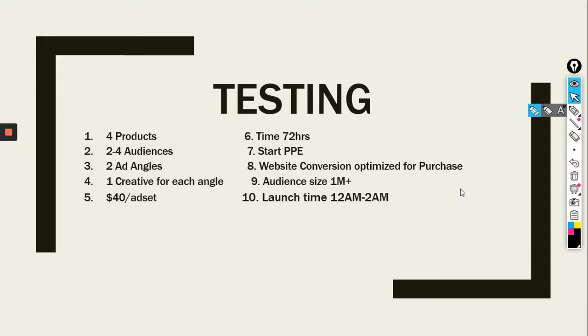So what are ad angles? This is when you're talking to people and trying to trigger certain things, like emotion or some kind of association to the product. Or sometimes you trigger fear. Things like, "Hey, get this before this happens," or something like that. And you're gonna need 1 creative for each angle.